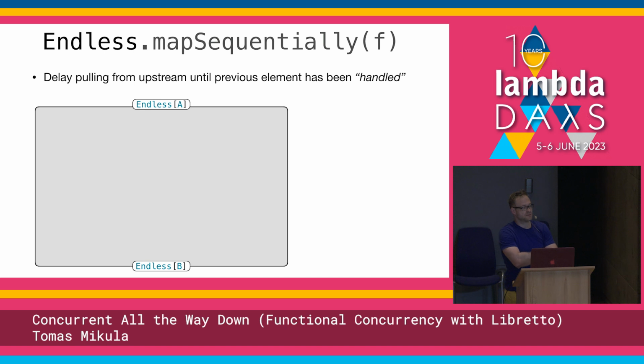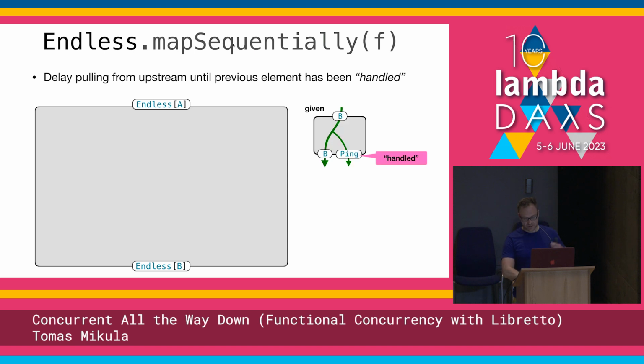Now, we have seen that concurrency is implicit if we want some sequentiality. What if we want to map an endless stream of elements so that we don't pull the next element from the input source until the previous one has been handled? Well, what does it mean, handled? We will just ask the output element type to send us a notification of when it's been handled.